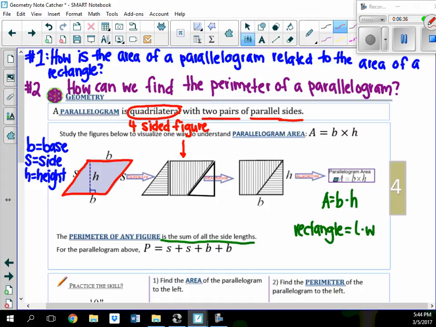Okay? So here's your equation here. Perimeter for a parallelogram is side plus base plus side plus base. All right, let's do some example problems.